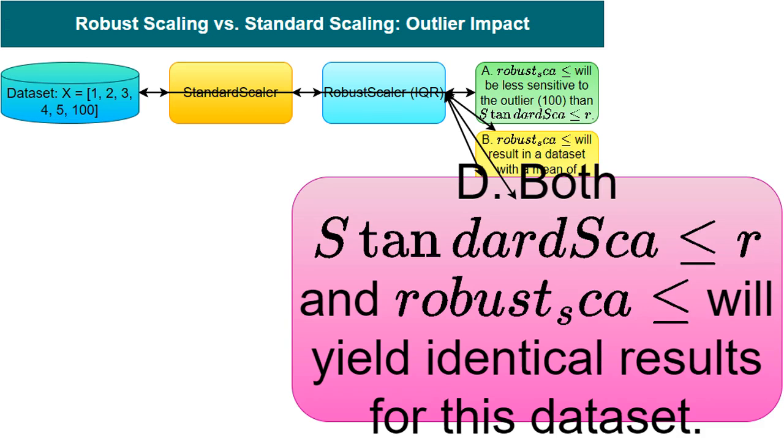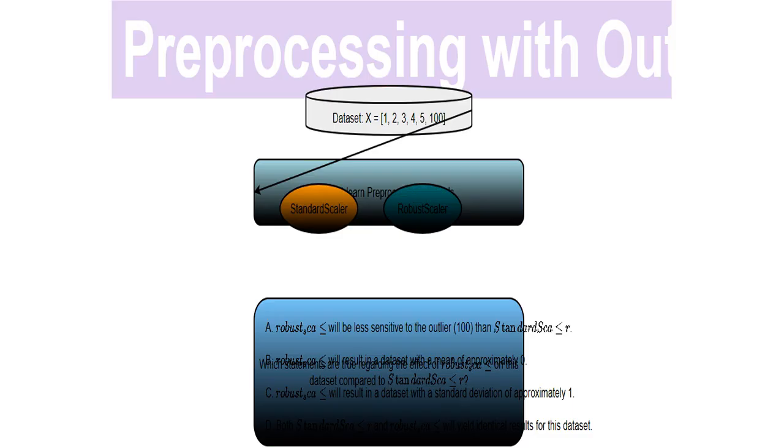This is the last quiz option. It suggests both methods produce the same result. This is false. The methods deal with outliers differently, leading to distinct outcomes, which is the heart of the problem. This section introduces the core topic: preparing data, specifically dealing with unusual values, outliers, to improve the performance of machine learning models.